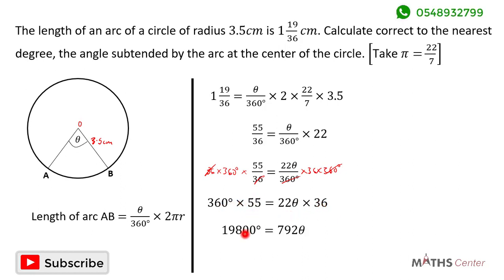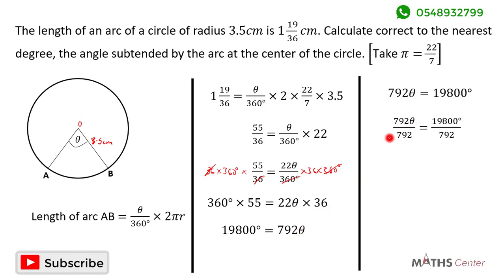360 degrees times 55 will give us 19800 degrees. And 22 theta times 36 will give us 792 theta. To get theta, I'll divide both sides by 792. So I'll divide the left hand side by 792 and the right hand side also by 792. So 792 and 792 will cancel each other out. 19800 degrees divided by 792 will give us 25. So it means that theta is equal to 25 degrees.